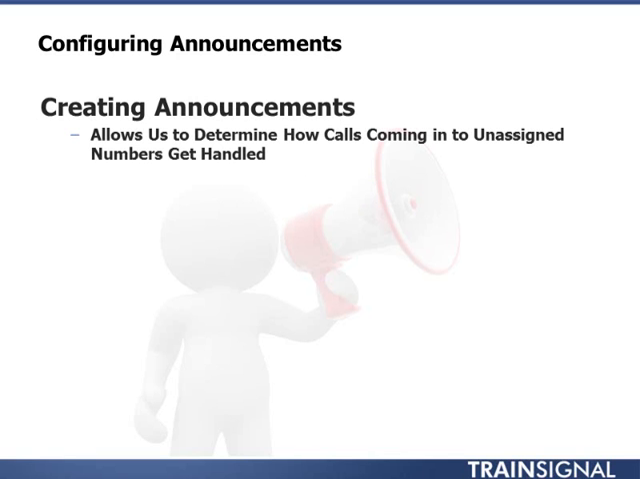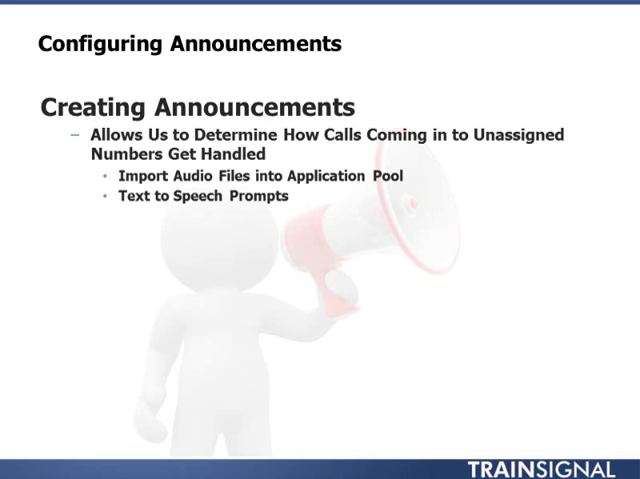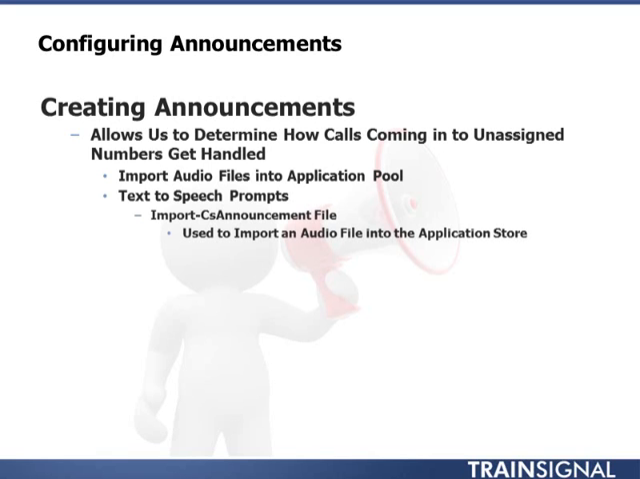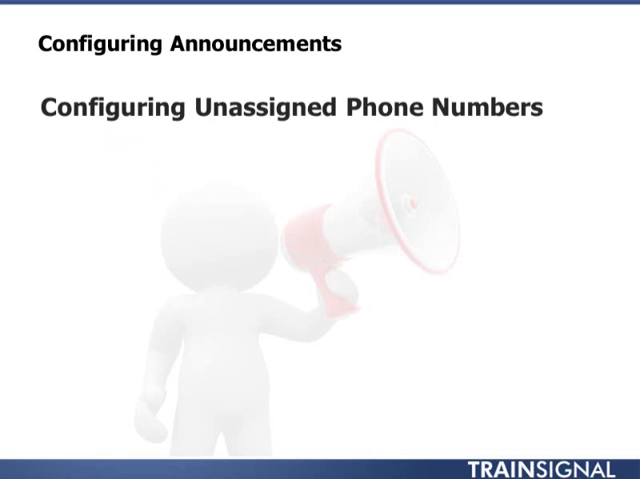When you create the announcement, you can import audio files for your announcement, so we can play a prompt that's a result of an audio file that's been imported into our application pool. We can also use text-to-speech prompts. There's two commandlets. Import-CsAnnouncementFile is used to import an audio file into the application store. We can also use the New-CsAnnouncement commandlet, and that allows us to use the text-to-speech prompt.